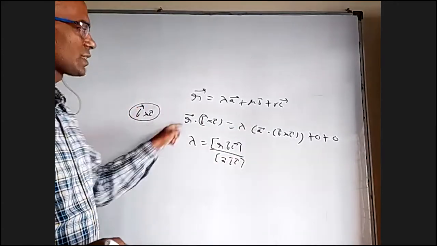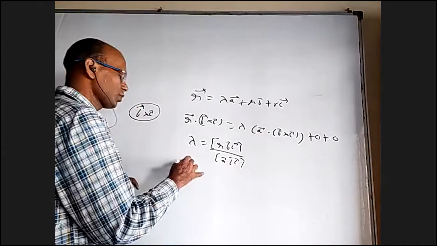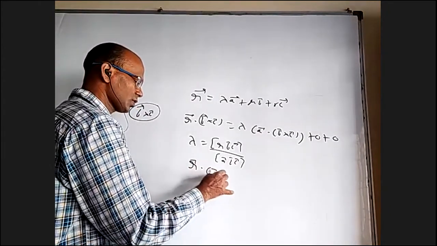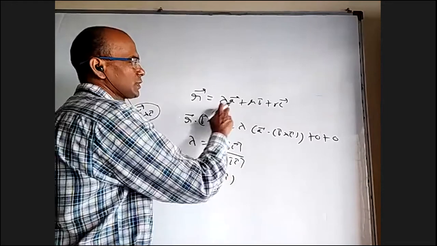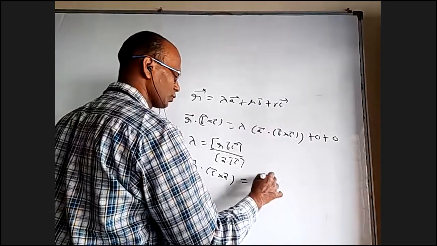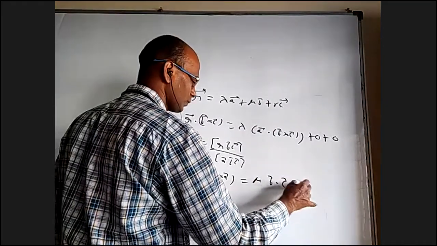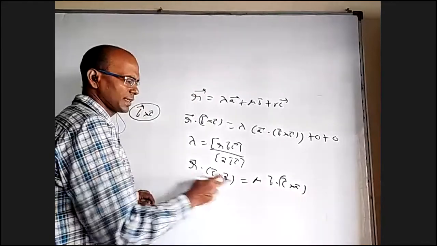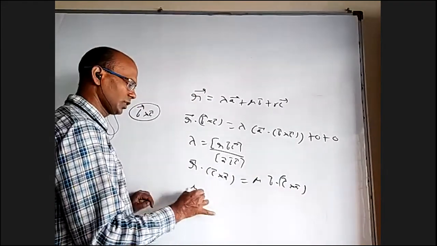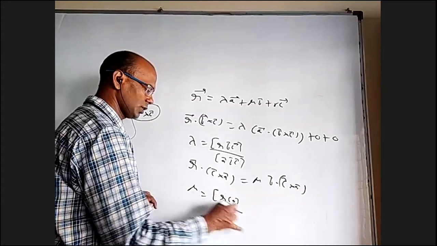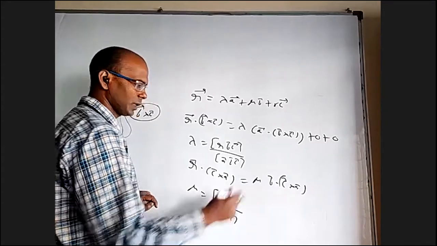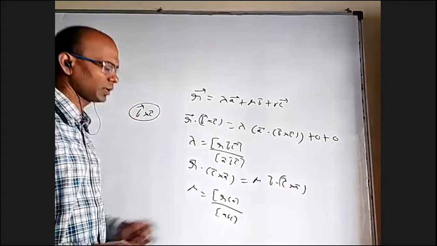So you'll get lambda as box RBC by box ABC. Similarly, if you do the dot product with C cross A, you are going to get R dot C cross A. This will be 0, this will be 0. You'll get mu into B dot C cross A. This is box RCA, this is box BCA. When you divide, you will get box RCA by box ABC. Okay, box BCA, but same as in rotation box ABC.